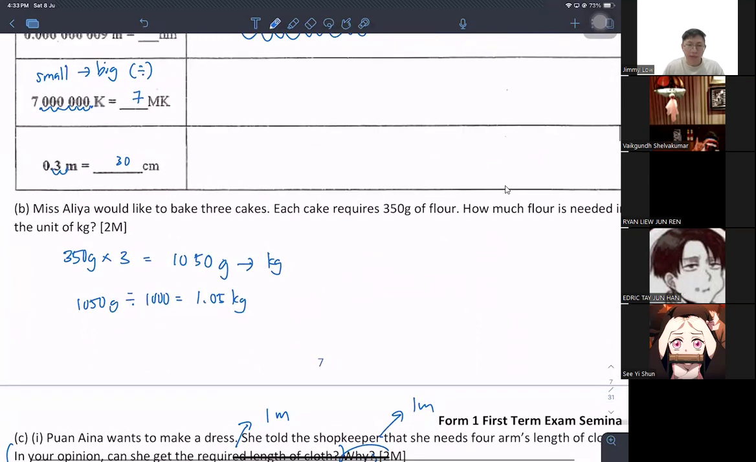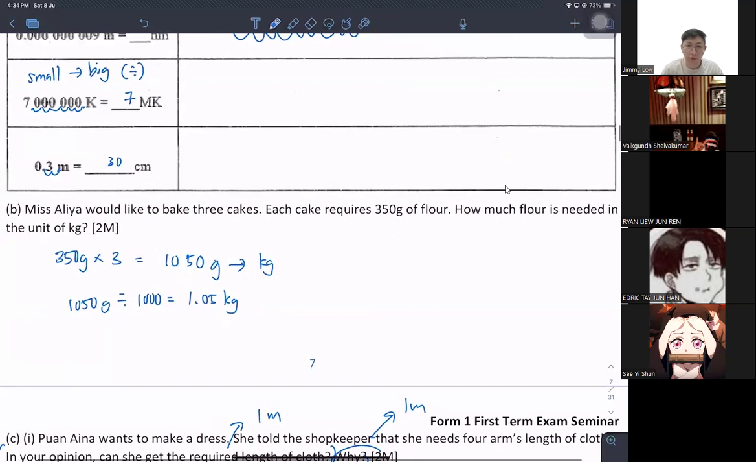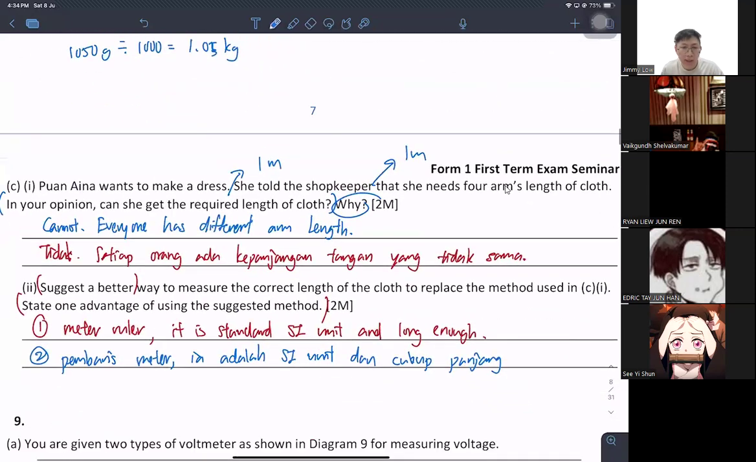So B, Miss Alia wants to bake 3 cakes. Each cake needs 350 grams of flour. How much flour is she going to use in kg? So you do the calculation: you times 3, and what you have is in grams. You convert into kg, divide by 1000, 1.05 kg. Simple as ABC.